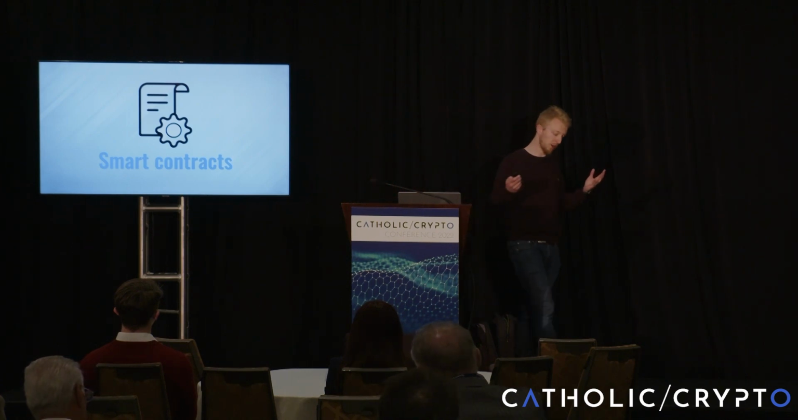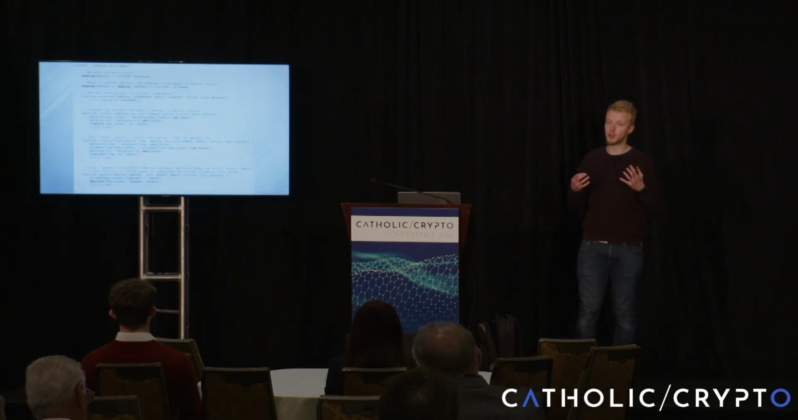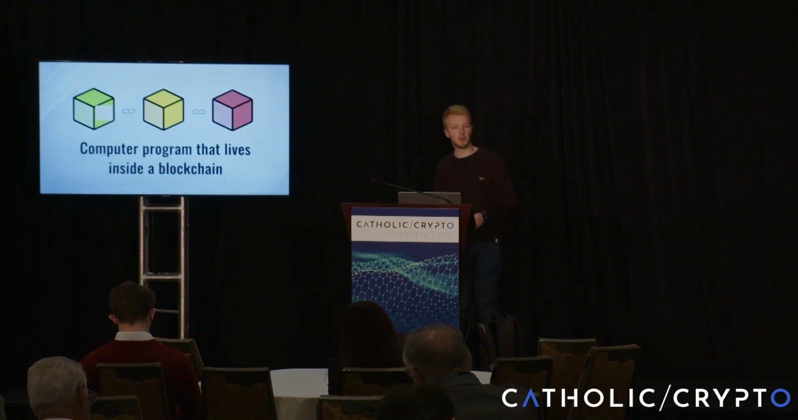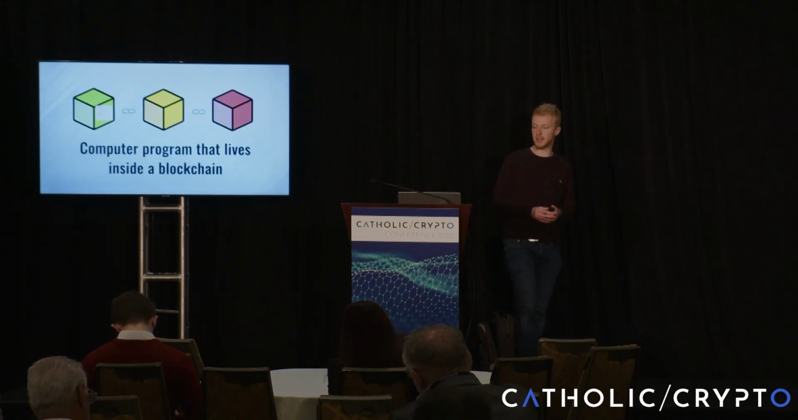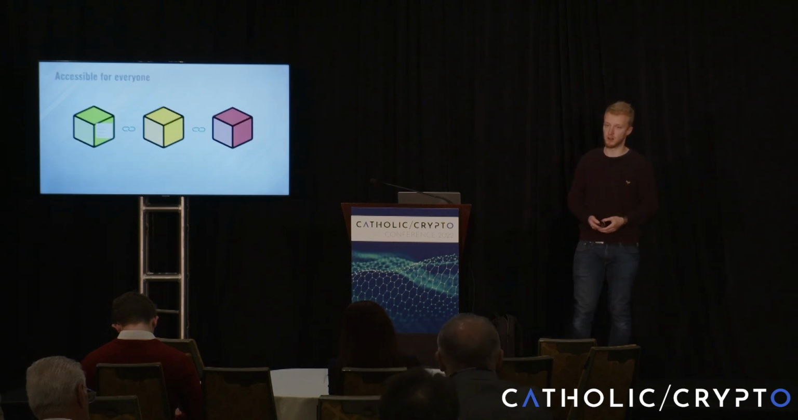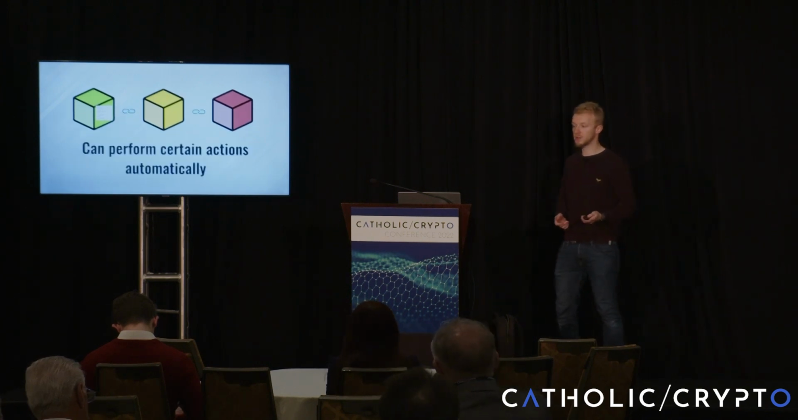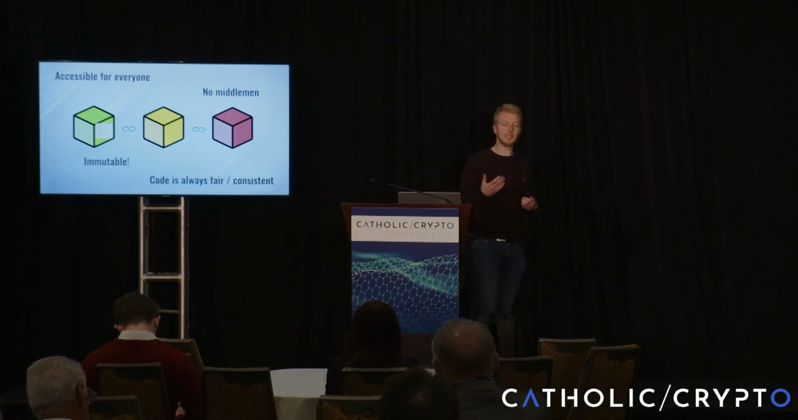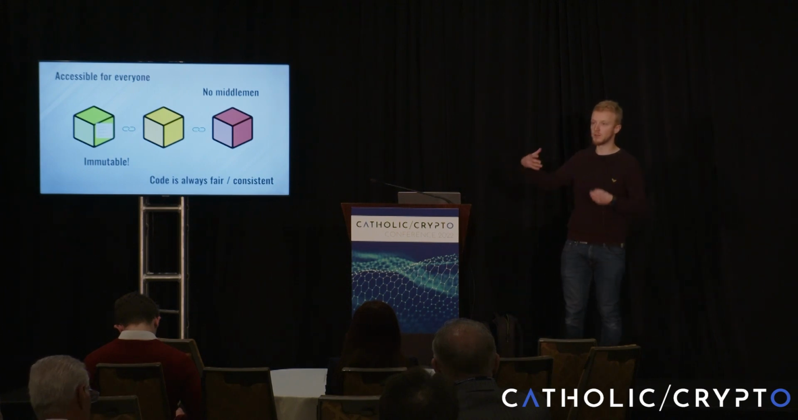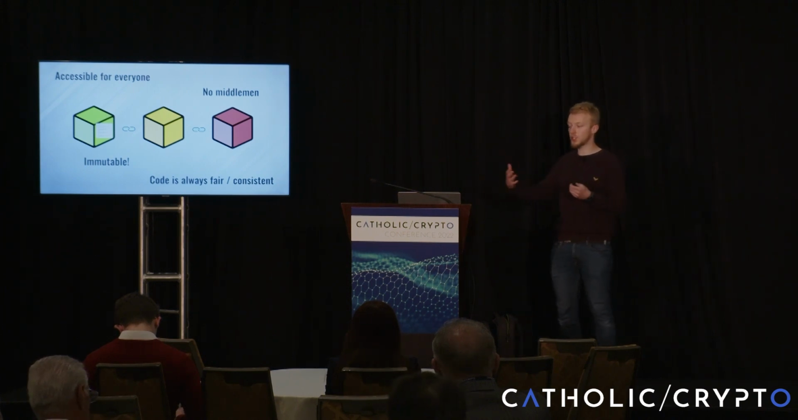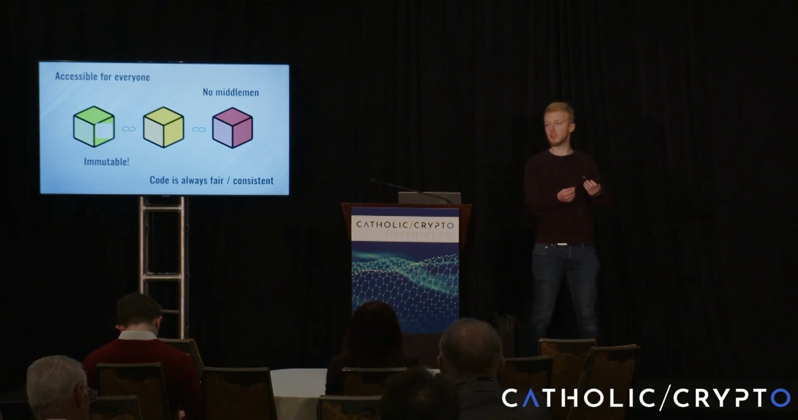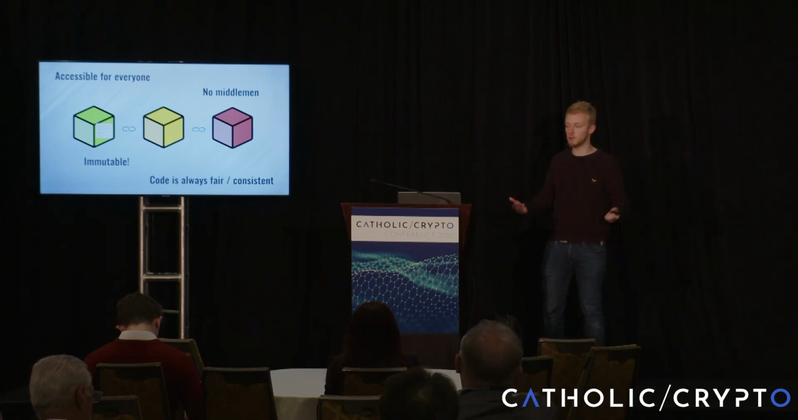What is that? Well, a smart contract is basically a bit of computer code. It is a computer program that lives inside of a blockchain. And because it is living inside this blockchain, it inherits all the properties of the blockchain. It means that it is accessible for everyone. There are no middlemen. It is completely immutable. Once you've created your contract and determined the terms and conditions, you cannot change them anymore. And computer code is always fair. It's always consistent. Given a certain set of input parameters, it will always take the same action. It doesn't discriminate.